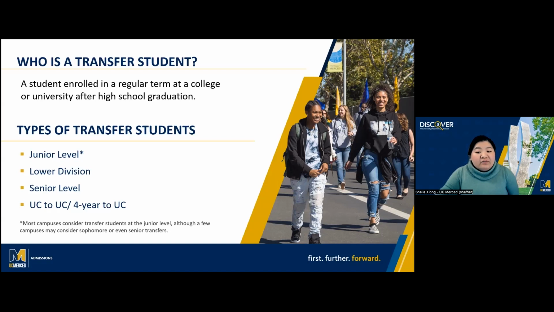It's important to note that most campuses consider transfer students at the junior level. However, there are different types of transfer students. The different types of transfer students are listed here on this slide. There's junior level, lower division, senior level, and UC to UC or 4-year to UC transfer students. Once again, most campuses consider transfer students at the junior level, although a few campuses may consider sophomore or even senior transfers. At UC, junior level transfers from California community colleges are our highest priority.